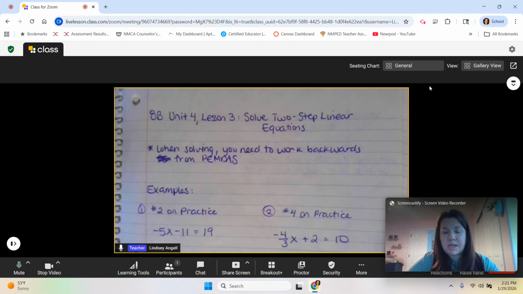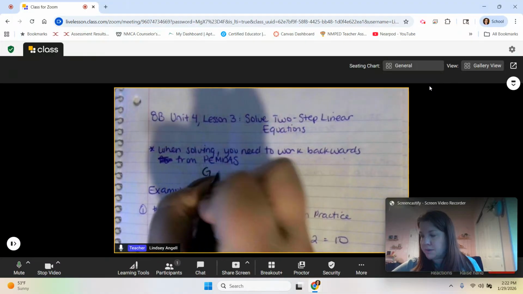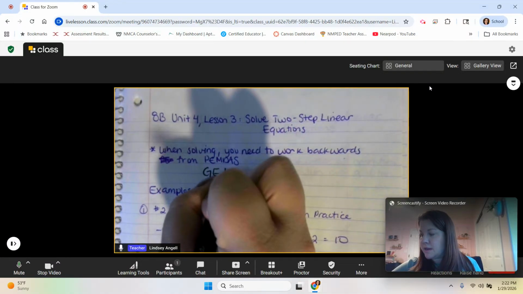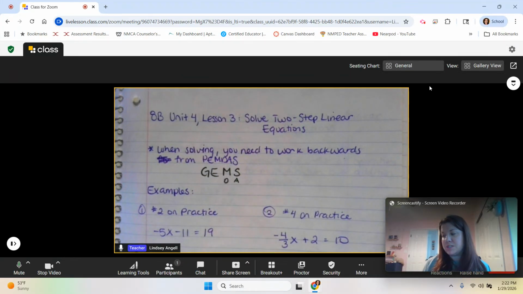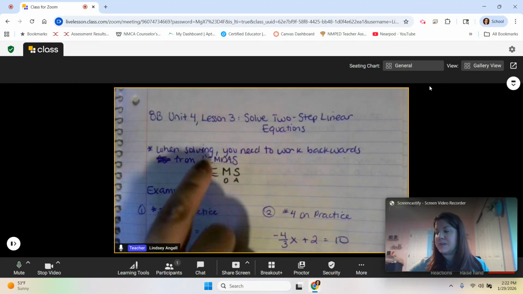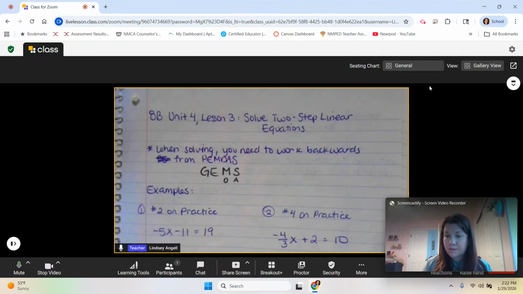And so the biggest thing that we need to remember when there's more than one step is we need to work backwards from PEMDAS, or Miss Elstein likes to use the word GEMS, which is grouping symbols, and then exponents, and then multiplication and division, and subtraction and addition. That's what she likes to call it, mostly because of this first part. It's not just parentheses we have to worry about. We have to worry about all grouping symbols. So in order to solve an equation for a variable, we have to work backwards from PEMDAS. So we're going to get rid of addition and subtraction first, then we'll get rid of multiplication and division.